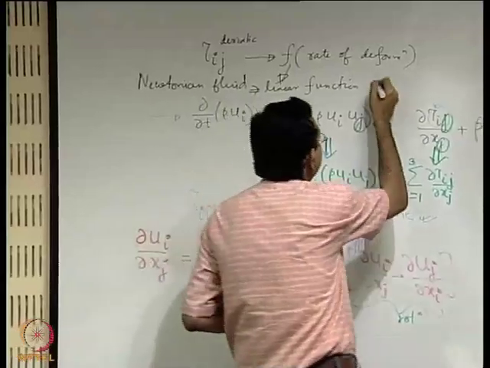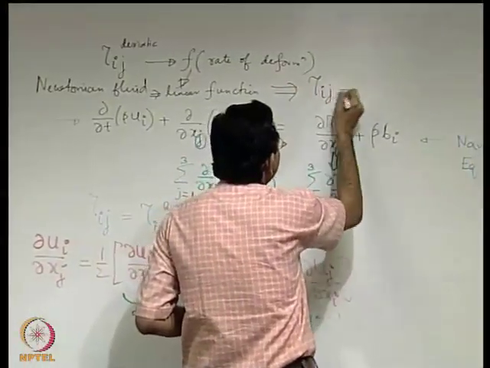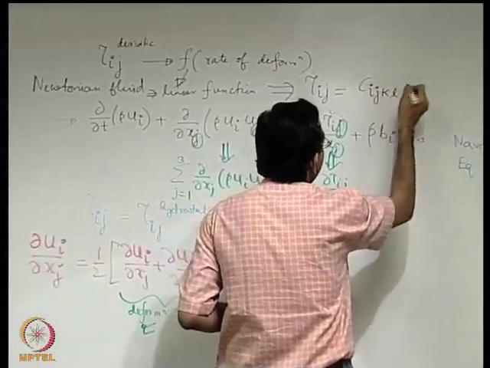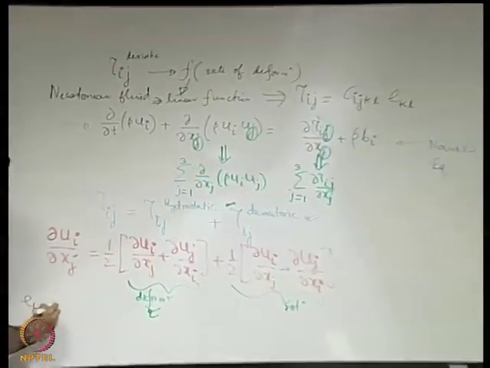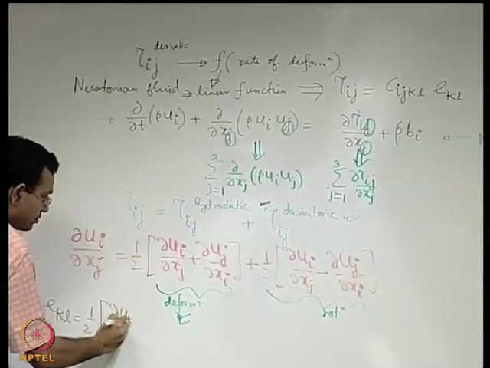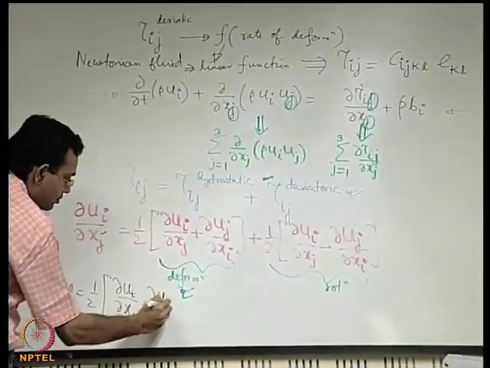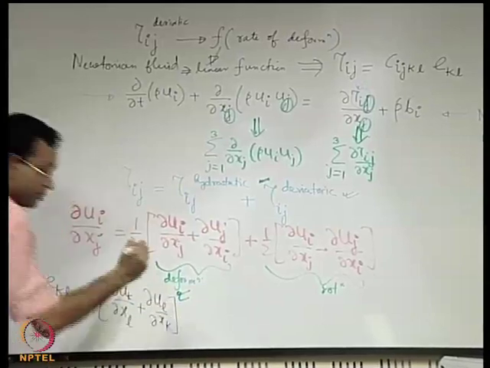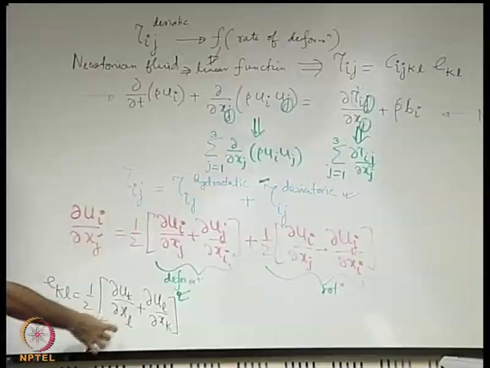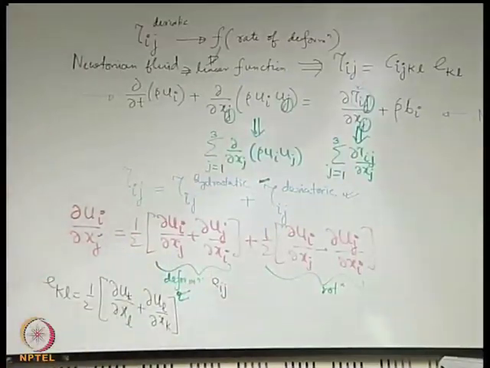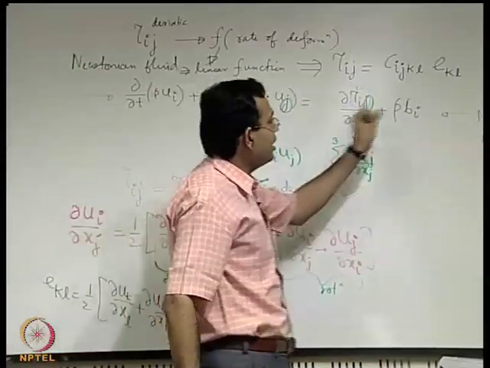So, this linear function is written in this form: tau ij is equal to a fourth order tensor, say Cijkl, times a second order tensor, EKL. So, this is EKL. E is like the rate of deformation, just in this form, with i and j replaced by k and l. So, this is like Eij, whatever is written here. That is just a symbolic way, so that we do not have to write the big expression again and again. Now, you look into this. What are the repeating indices here?